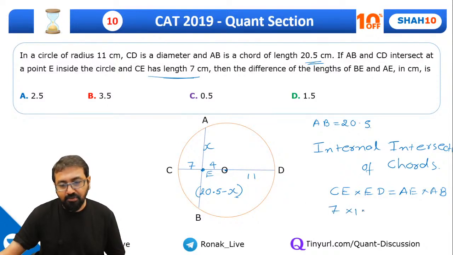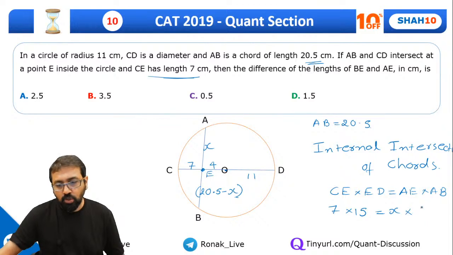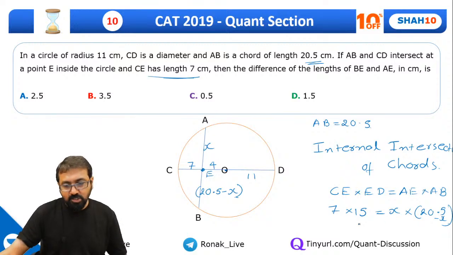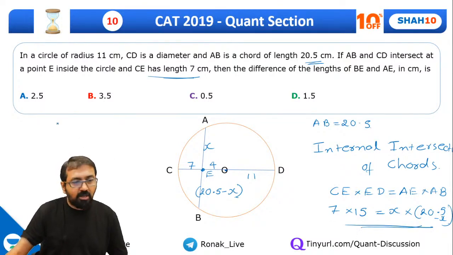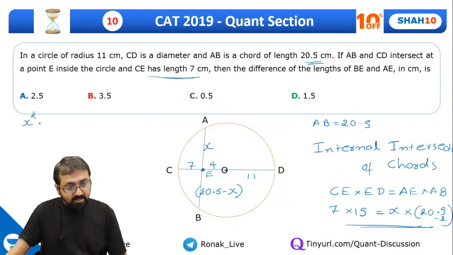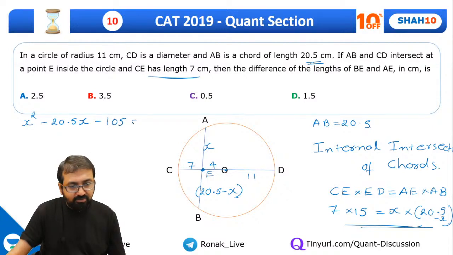So 7 into 15 is equal to AE, that is X into 20.5 minus X. Yes, okay. So let me just solve this quadratic equation. If you just solve it, it will come out to be X square minus 20.5x minus 105 equal to 0. This is the quadratic equation.